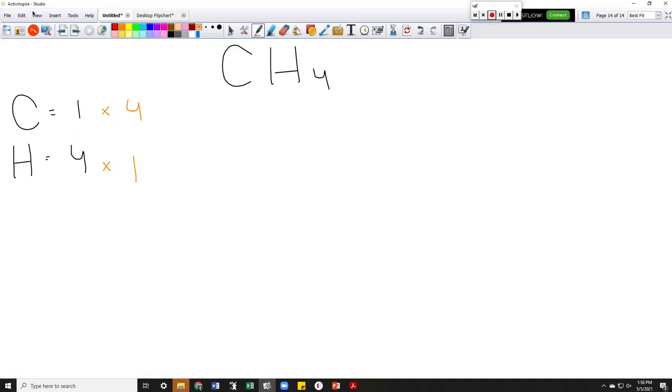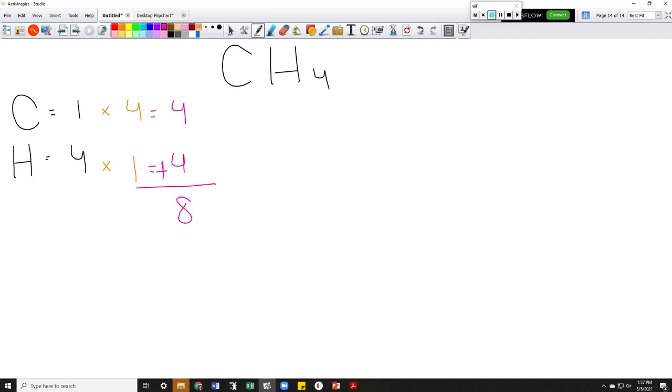So did I multiply these two numbers together? So what is 1 times 4? 4. What is 4 times 1? 1. Oh. 4. Now, what is 4 plus 4? 8. So I have 8 total electrons. So in this molecule, CH4, there's a total of 8 valence electrons that we've got to deal with.